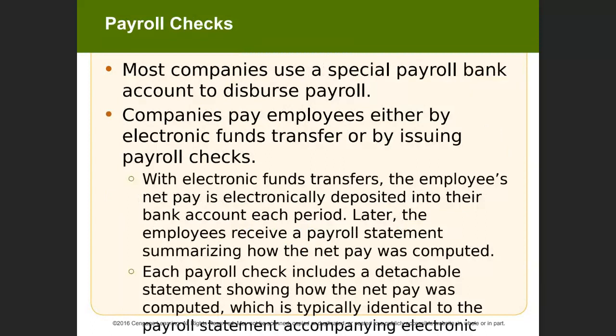Most companies use a special payroll bank account to disperse payroll. Companies pay employees either by electronic funds transfer or by issuing payroll checks. With electronic funds transfers, the employee's net pay is electronically deposited into their bank account each period. Later, the employees receive a payroll statement that summarizes how their net pay was computed.